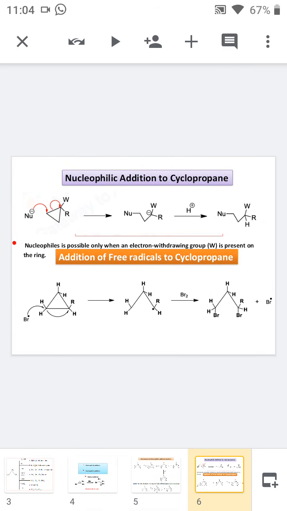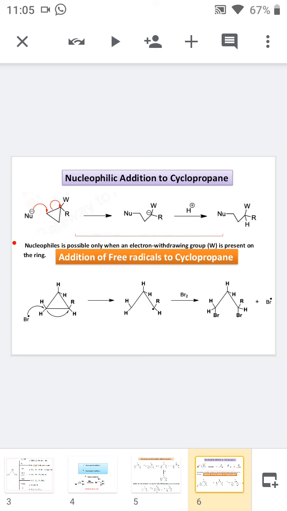Now we are moving into nucleophilic addition to cyclopropane. First of all, the nucleophile will attack the less hindered side to form a carbanion, and this carbanion is stabilized by the electron withdrawing group. After that the electrophile H+ is added, and then we get the product. Naturally, nucleophilic addition is possible only when the electron withdrawing group W is present on the cyclic ring.